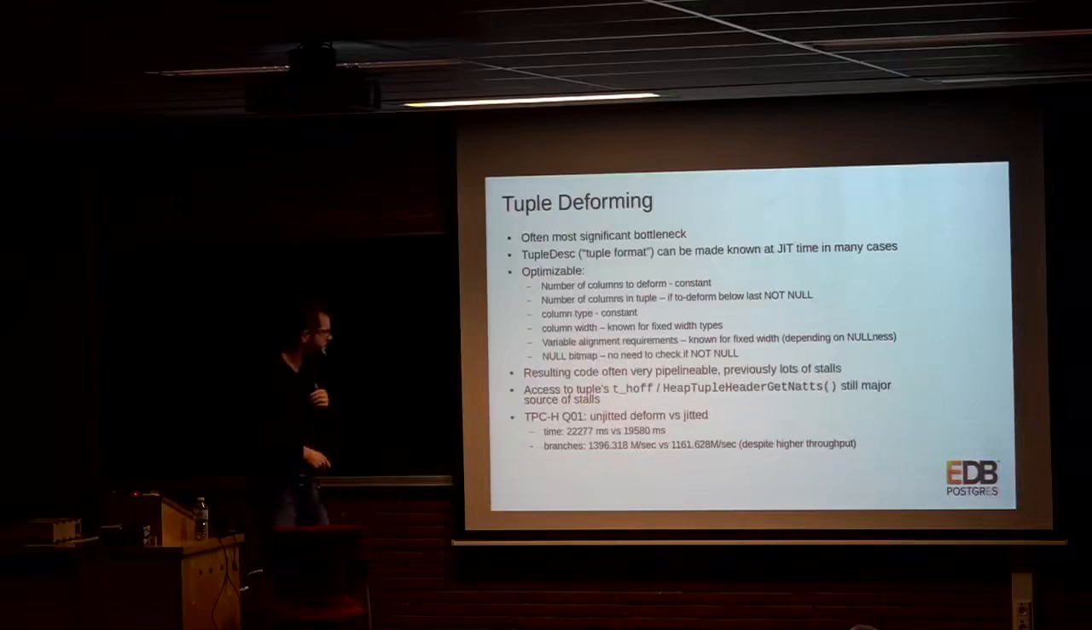And if you just enable the tuple deforming versus JITting the whole query, but not the tuple deforming, you can see we get from 22 seconds to 19 seconds roughly, and we reduce the number of branches per second from 14,000 million to 1,100. Even though the whole query took longer, we have fewer branches per second, which is cool.